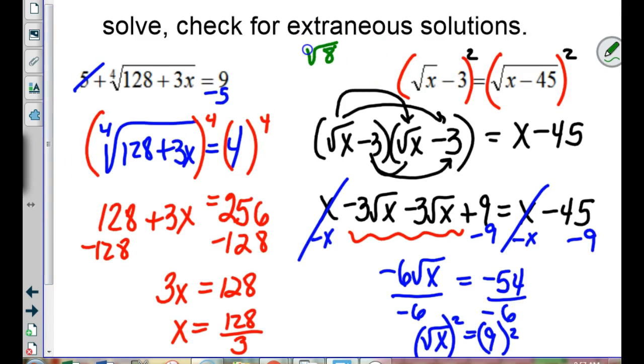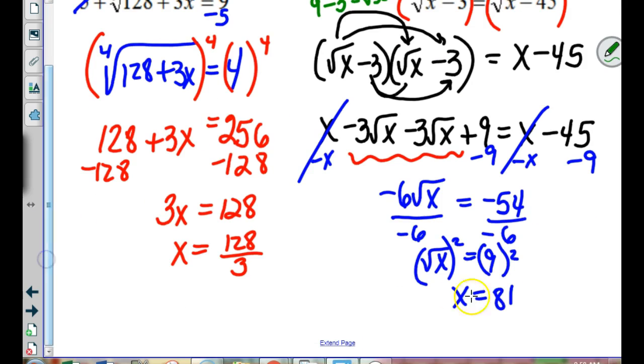Okay, let's go back to the beginning. The square root of 81 minus 3 equals the square root of 81 minus 45. All right, square root of 81 would be 9 minus 3 equals, what's 81 minus 45? 36. Square root of 36 is 6. So 9 minus 3 equals 6. Okay, so it checks.